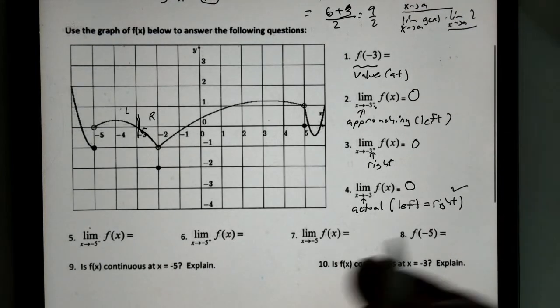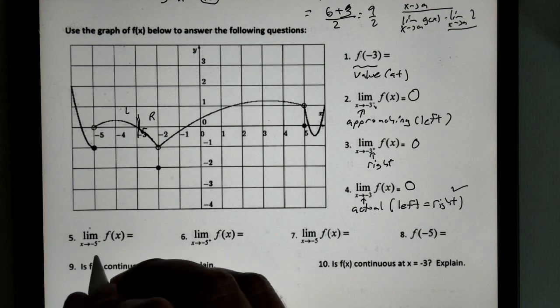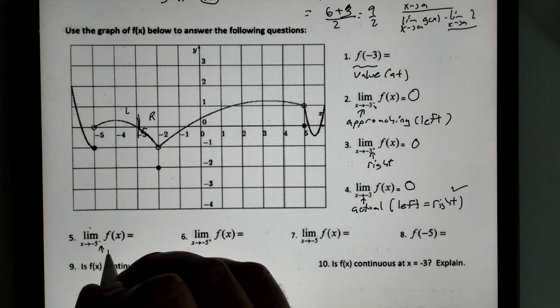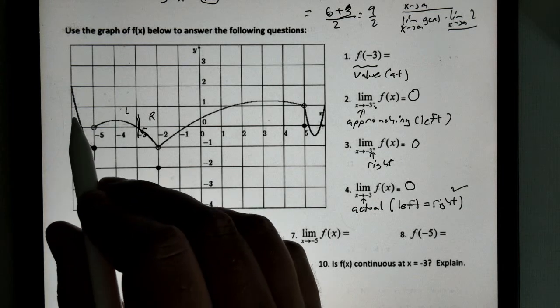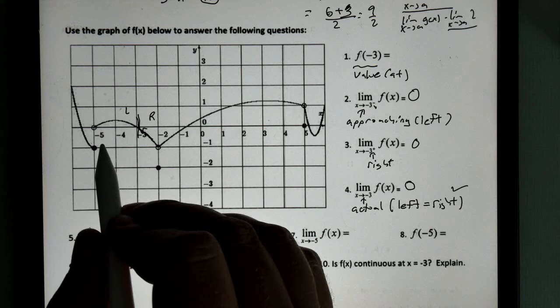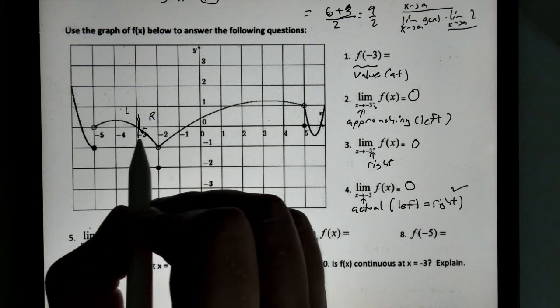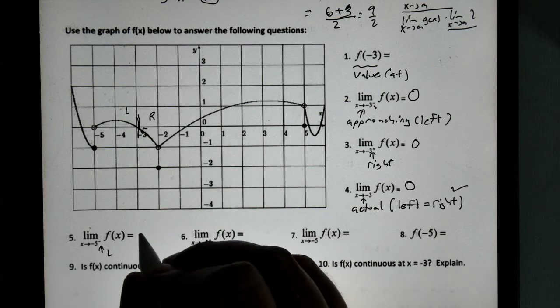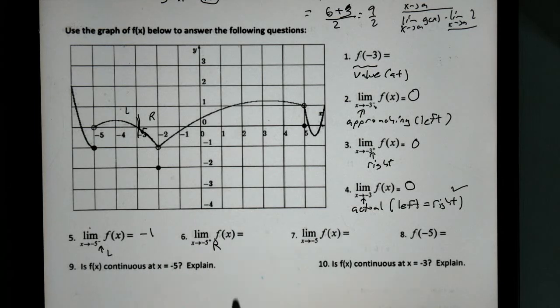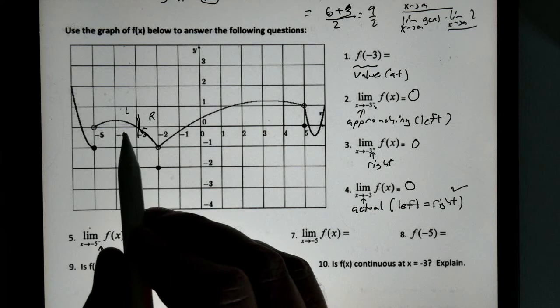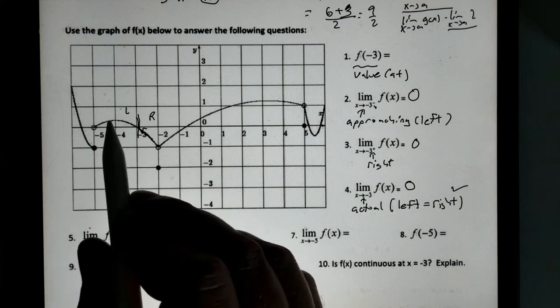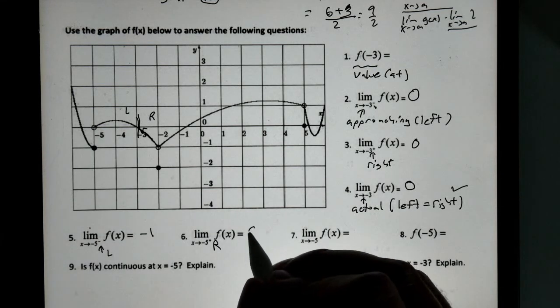So let's try for -5. Well, for -5, here we are approaching again. That's our left, and we're approaching from the left. Our values, if you notice, not the value is, but my values are getting closer to what? In this case, -1. Over here, here's the right side. On the right side, as we approach -5, our values are approaching 0.